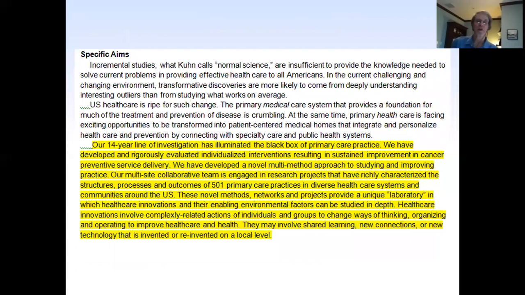And then here's an example of the pilot or preliminary work. "Our 14-year line of investigation has illuminated the black box of primary care practice." I would also often include citations because, and this is work from Kurt Stange, they have many publications on this work, but you can see how they've woven a paragraph here to talk about their work and their experience working in primary care practices. That not only sets up the feasibility of doing the study, but it also sets up a bit more about the gap and the gap they filled so far and what's left. So that's important to keep in mind as well.